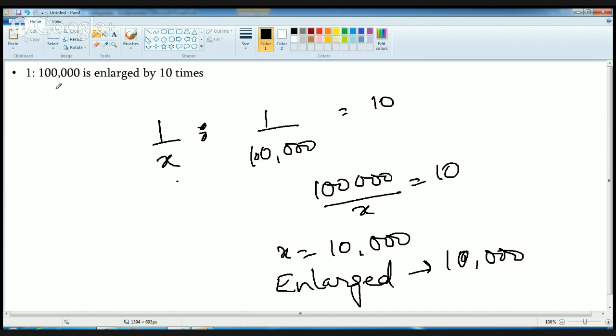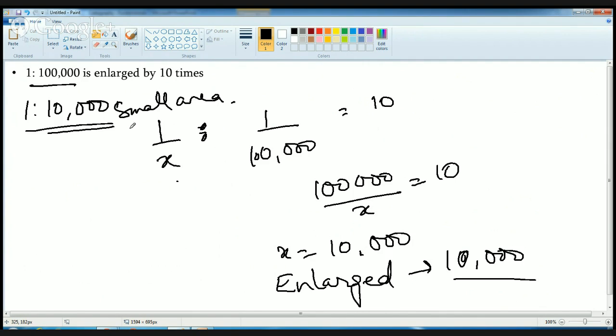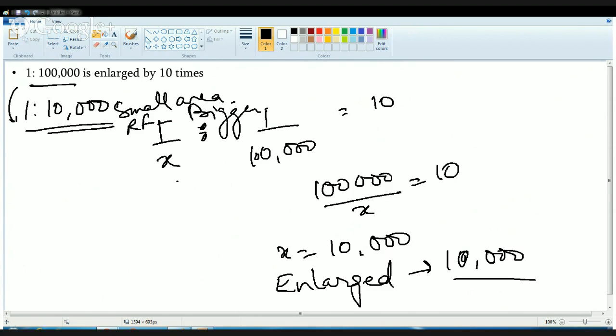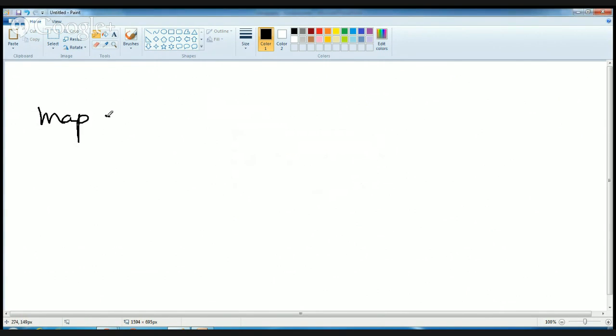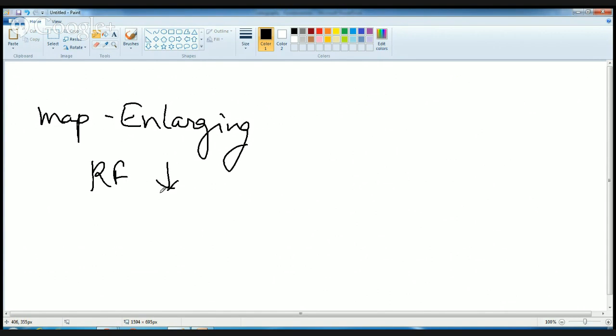Now, some of the students ask, the RF is changing from 1 is to 1 lakh to 1 is to 10,000. So, how is the scale enlarged? It's a simple way. Since the scale is smaller, it is depicting a larger area, and the RF is bigger. So, it's known as enlargement. And finally, when the map is enlarged, the RF is decreased. So this is what you need to remember. If you are enlarging the map, RF is decreasing.